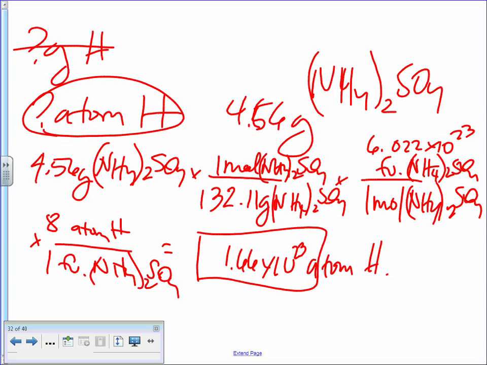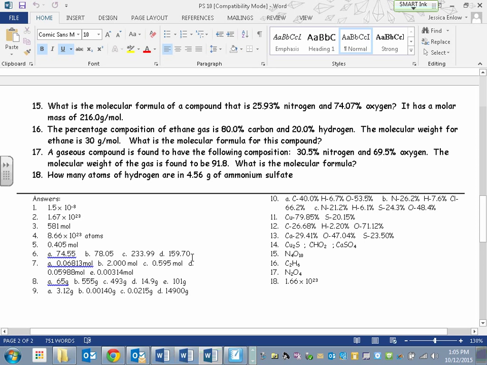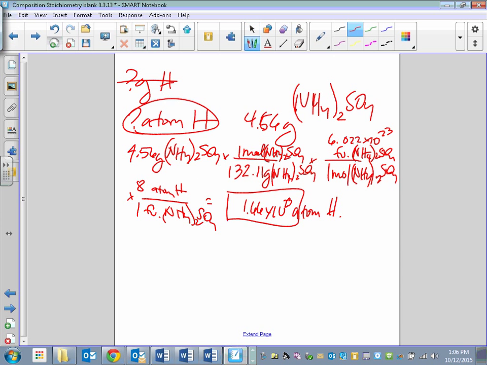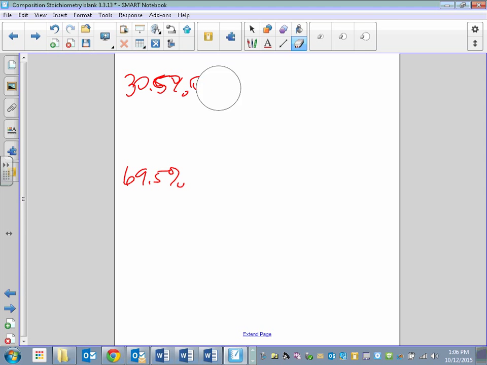Okay, 16, I heard 17. Which one do you want me to do? I think those are similar. I might be lying. 16 or 17 right now? 17: nitrogen, oxygen, molecular mass is 91.8 grams per mole. What's the molecular formula? Okay, you guys remind me of these numbers. 30.5 and 69. 30.5% and then 69. And this was oxygen? Yes, oxygen. And nitrogen? No, nitrogen. Okay. And oxygen. Okay, what do I do with those percents?